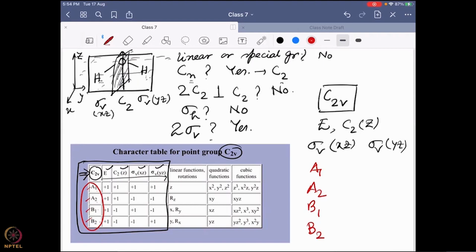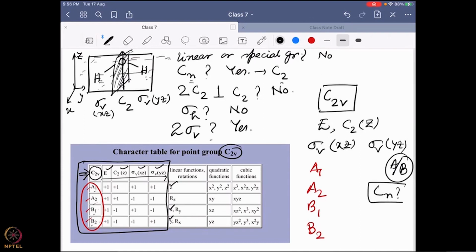So what do these A1, A2, B1, B2 mean? Any particular term, A or B, if you find it over here, that means they are one-dimensional in character. That means each represents one particular dimension at a time. You can see over here, X, Y, Z are given separately, so they are represented one dimension at a time, X, Y, or Z. Then the term comes with respect to the principal axis.